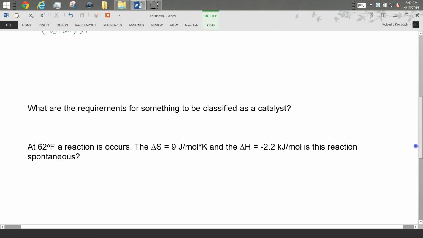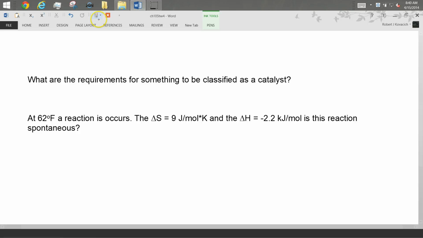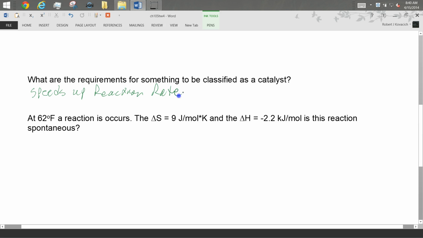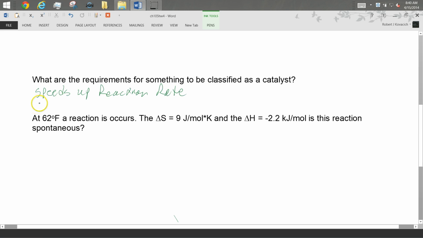What are the requirements for something to be classified as a catalyst? You need a couple of things. What are those two things? Yep, facilitate speeding up reaction. And what else? Doesn't get consumed. Perfect.